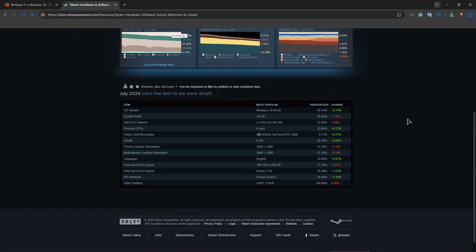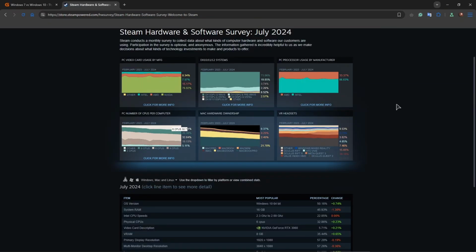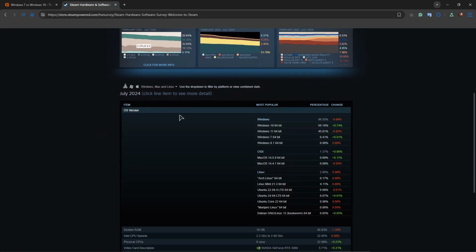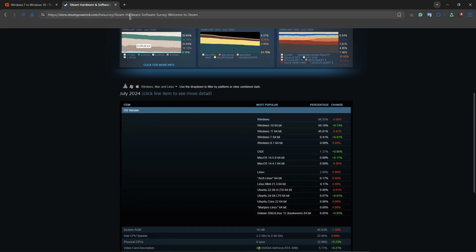Also, if we take a look at the Steam hardware survey, in here we have a whole bunch of data: processor by manufacturer, systems by DirectX, the video card usage, and also OS version. And as you can see, Windows 10 is the most popular operating system on Steam. Steam is a gaming platform, so gamers are using mostly Windows 10 64-bit. As you can see, it's at 50%, and Windows 7 is only at 0.41%. That's a very, very small percentage of people that use it.